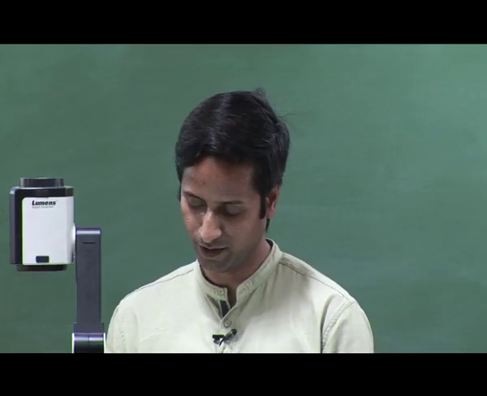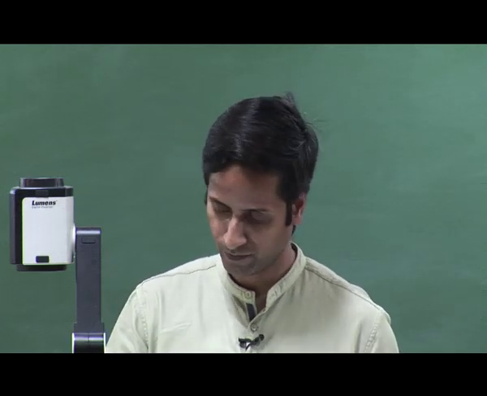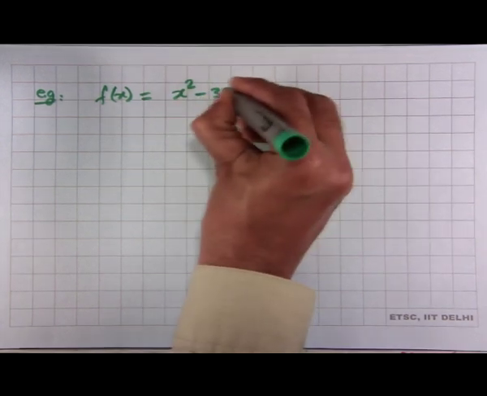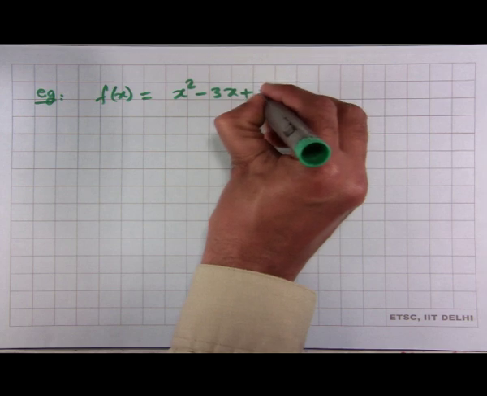So, let us look at some example. Let us look at f x equal to x square minus 3x plus 2.